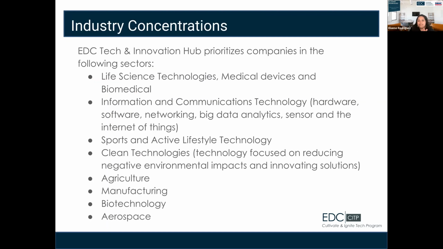I'll move on really quickly to our industry concentrations. While we are prioritizing all of tech, and we are here to support all tech and innovation, we are also looking at life science technology, information and communications technology, sports and active lifestyle technology, clean tech, agriculture and manufacturing, biotech, and aerospace. So if you have companies working on some of these projects or in these industries, we're looking forward to meeting them and seeing how we can support them. Again, these are just some of the priorities, but we are open to seeing what else is available across the different networks and across your different organizations, and looking to see who else you're working with.